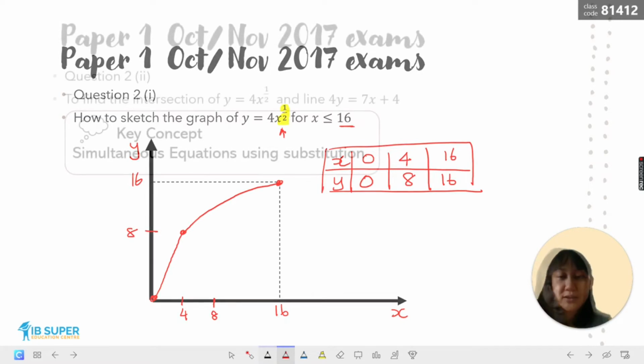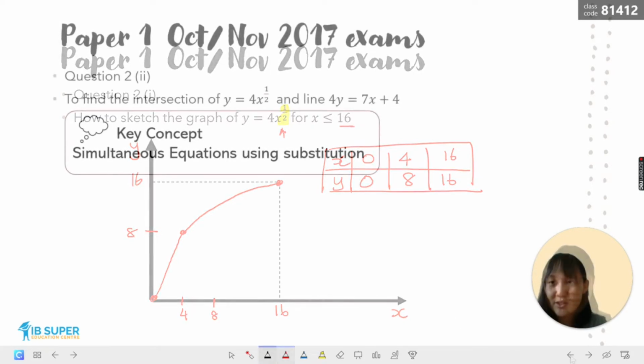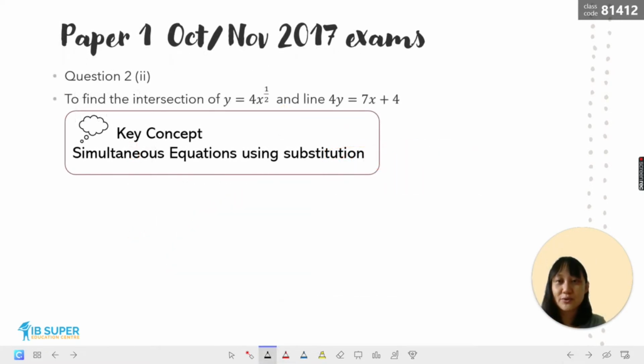There you go. Question 2, part 2. In this question, students have to find the intersection of two expressions, y equals to 4x to the power half and the line 4y equals to 7x plus 4. The key concept that students have to use here is simultaneous equations through substitution.